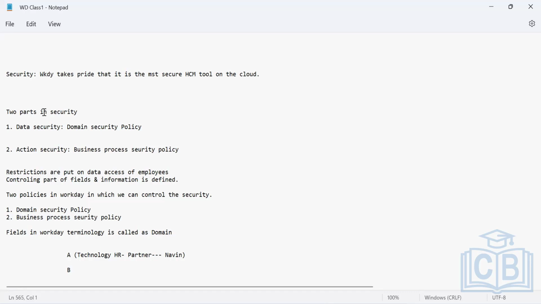Okay. So there are two parts in security. One is your data security, which I was trying to tell you, that there are fields which you will be able to see, which you will be able to make changes to, and which you will not be able to make changes to. Because in personal details, you will be able to make the changes. If your address is changing, you're moving from one place to the other, you will have the liberty to go ahead and update the address.